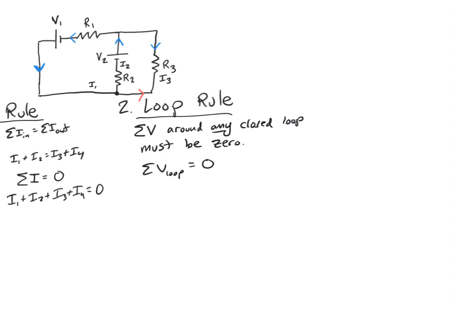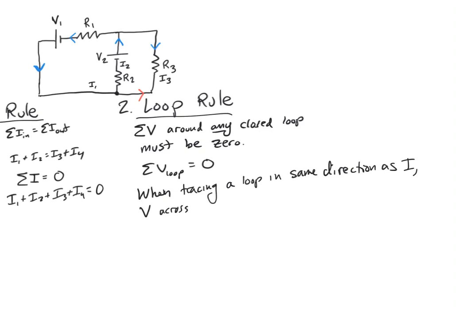And so the loop rule allows me to add up my potential differences across each part of my circuit. Now there are a couple of ground rules, and that's as follows. When tracing a loop in the same direction as the current, V across resistors is negative.